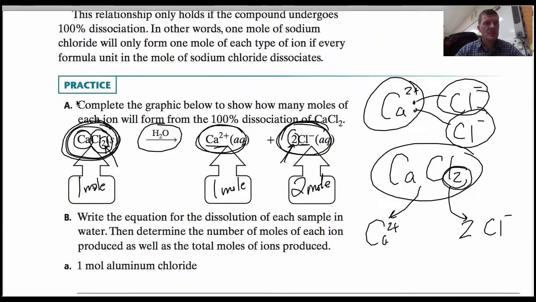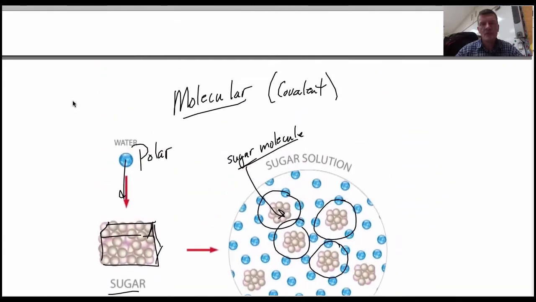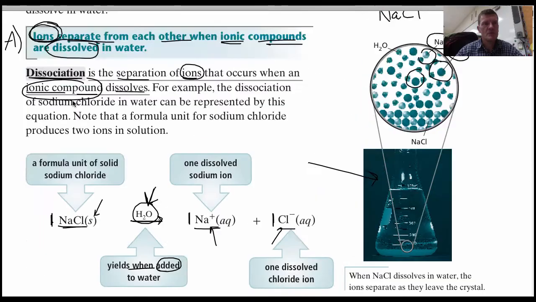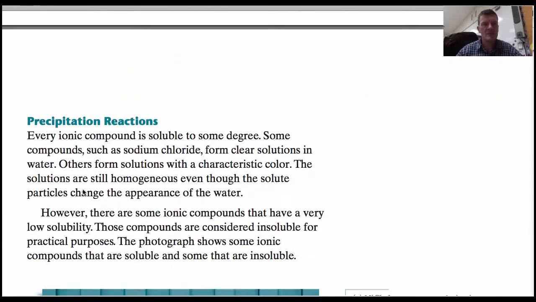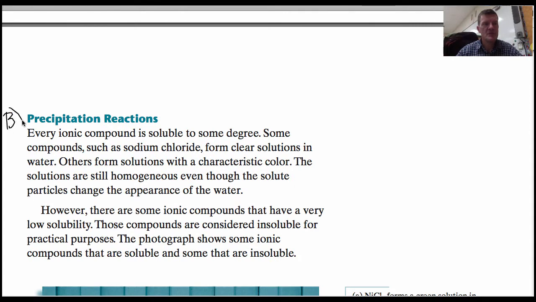All right, let's talk a little bit about when there's a precipitate that is formed. Okay? We are talking about ionic compounds right now, but now let's talk a little bit about what happens when you have a precipitate that is formed. And I'll show you what that is.